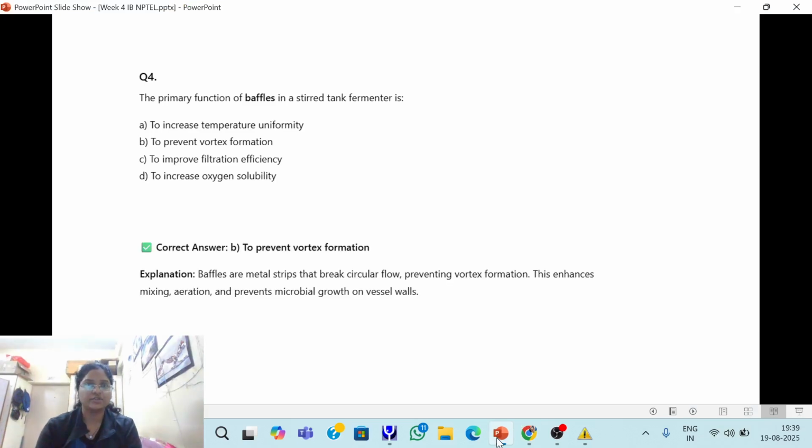Okay, let's see what is the correct answer. It is to prevent vortex formation. So the primary function of baffles in a stirred tank fermenter is to prevent vortex formation. Baffles are metal strips that break circular flow, preventing vortex formation. This enhances mixing, aeration and prevents microbial growth on vessel walls.